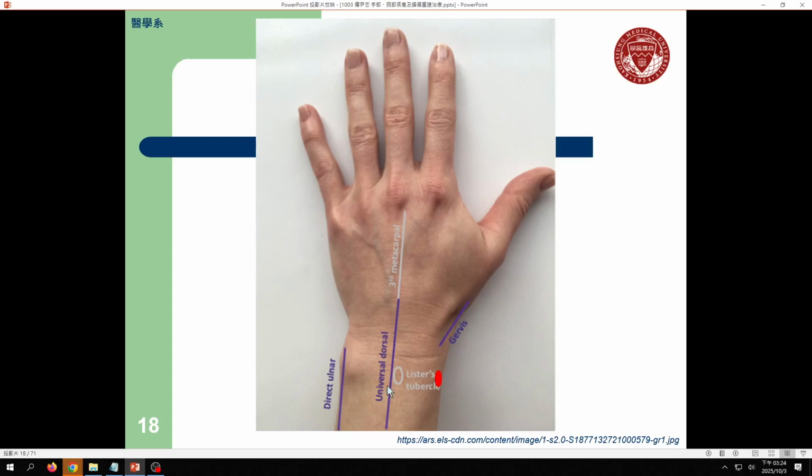You have to know your wrist, dorsal side of the wrist. How many compartments are there? Six, yes, six compartments. This is the first compartment. And what soft tissue passes through the first compartment?